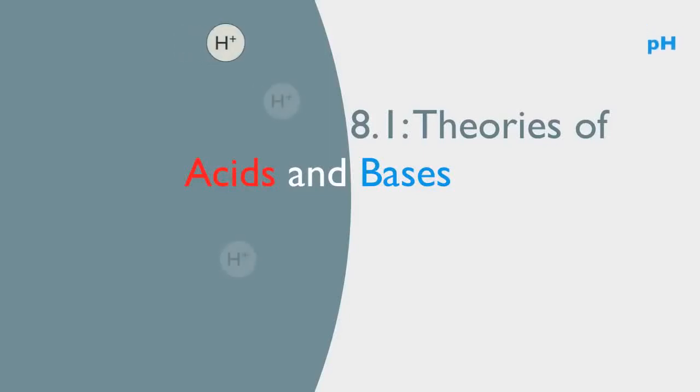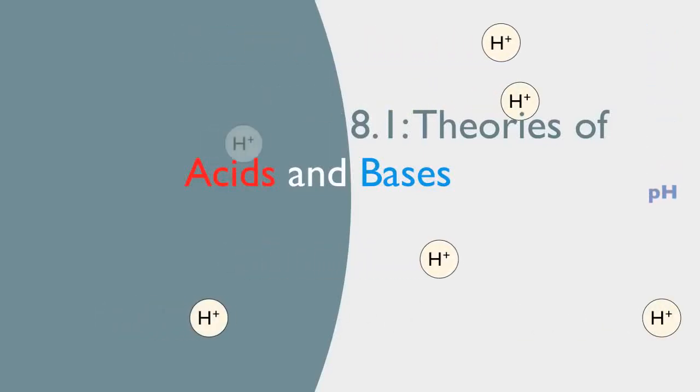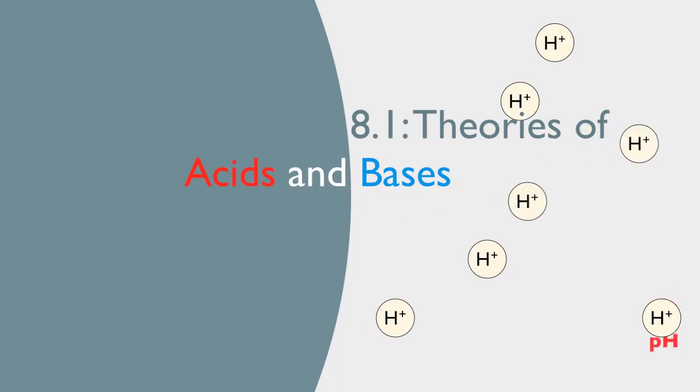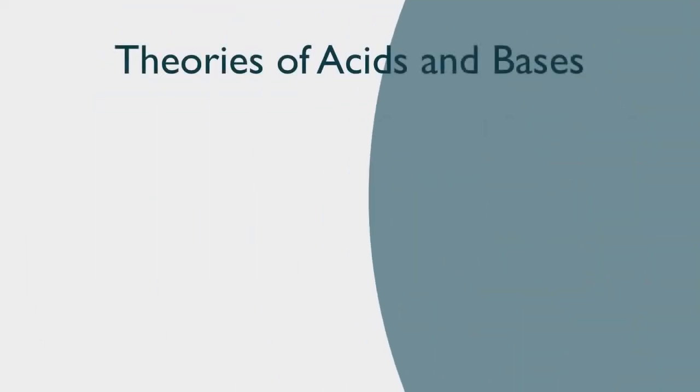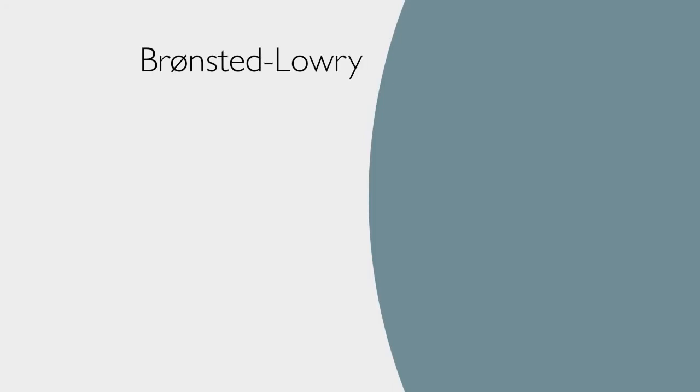Welcome to subtopic 8.1, Theories of Acids and Bases. In IB chemistry, there are two theories of acids and bases that we need to learn. The first is Bronsted-Lowry, and the second is Lewis theory. Let's look at how they define acid and base.